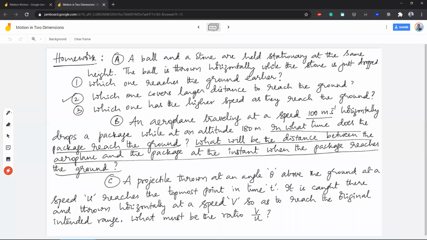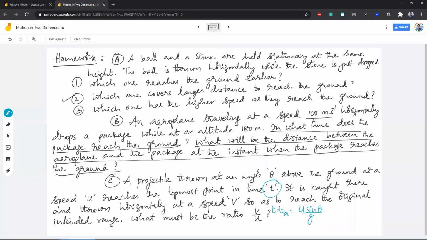Okay, so this question we'll do today. First, to start with, a projectile thrown at an angle theta above the ground at a speed u reaches the topmost point in time t. So here itself I'll answer it. As much as possible, it is sounding simple. So clearly this t is nothing but the time of ascent. Reaches the topmost point. So time of ascent is u sine theta divided by g. So t is known. T is equal to u sine theta by g.